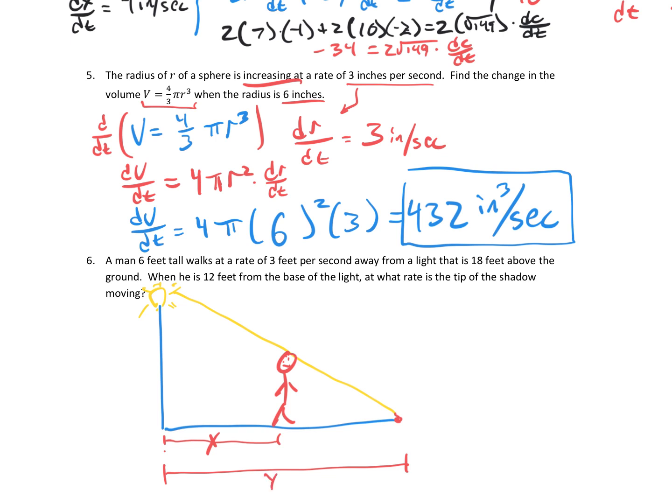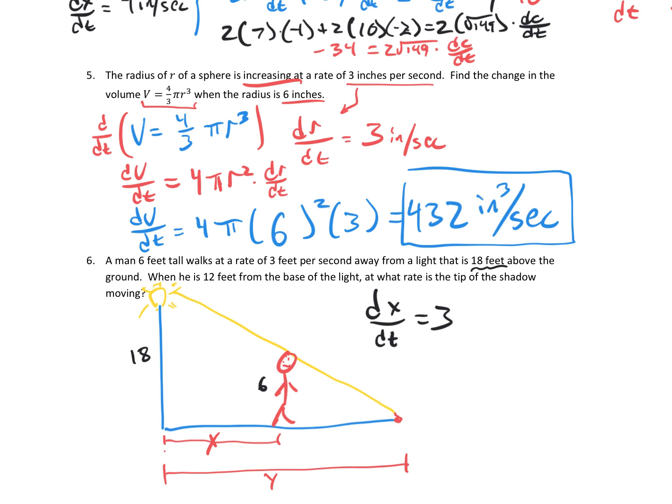Okay, and what else do we know here? We know that the light is 18 feet above the ground. We know he is 6 feet tall. And we know he's walking at a rate, so using the variables I just picked, you can pick different variables of course, dx/dt is 3 feet per second. And we're trying to find dy/dt.